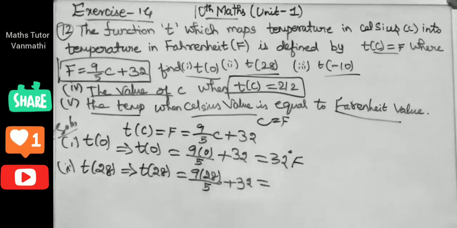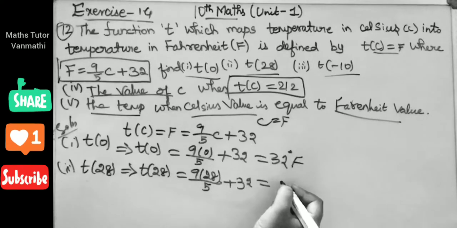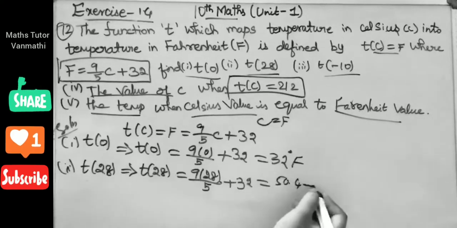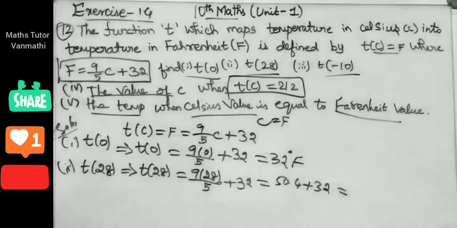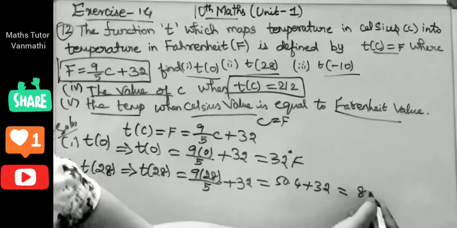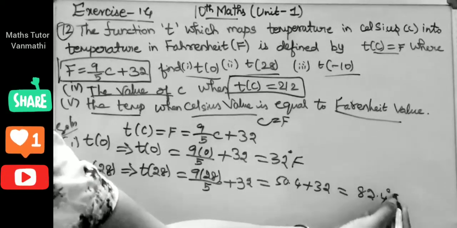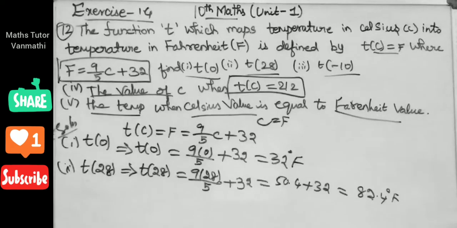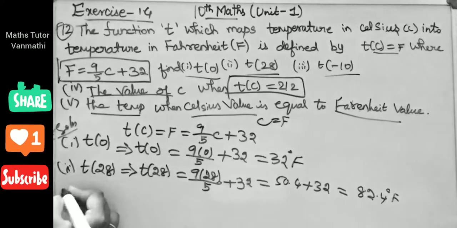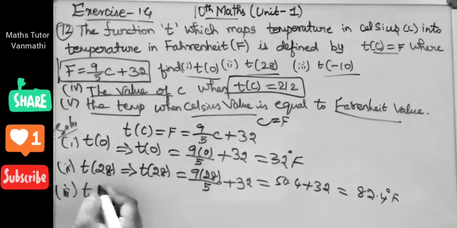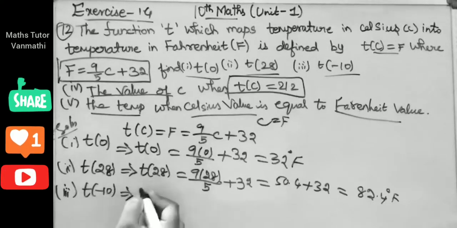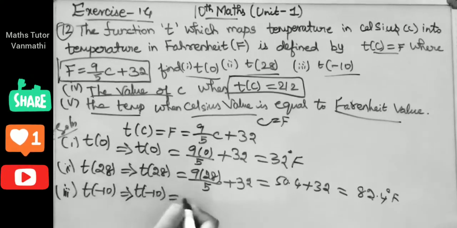Second is t of 28, which implies t of 28 equal to 9 into 28 divided by 5 plus 32. While dividing this, you get 50.4 plus 32, and your answer will be 82.4 degree Fahrenheit. Clear?